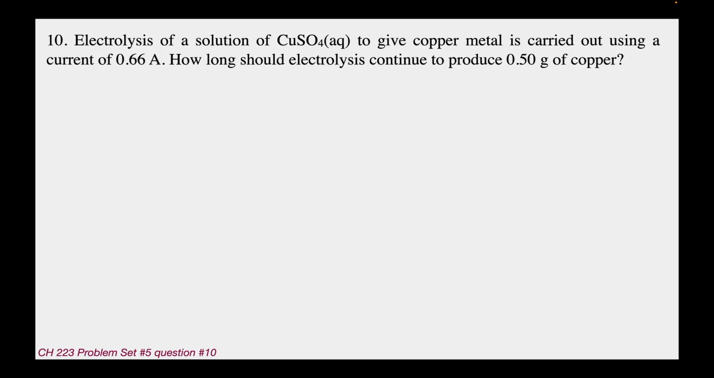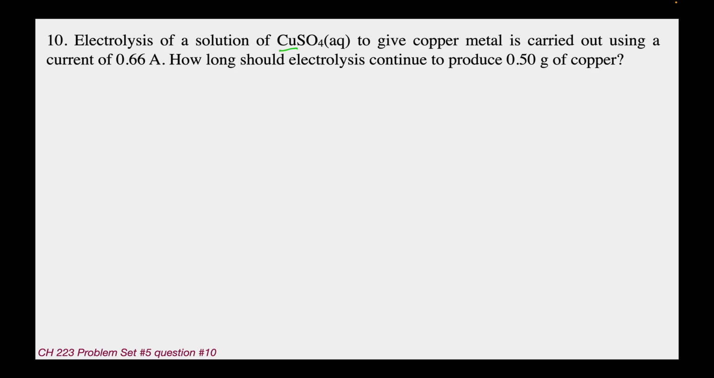One thing that's going to help you here is that every time you see an amp, that capital A, that means coulombs per second. So what that means is you're getting 0.66 coulombs per second that you use this amount of electricity. But you need to know, of course, then how many moles of electrons you need. That's where we can use these formulas.